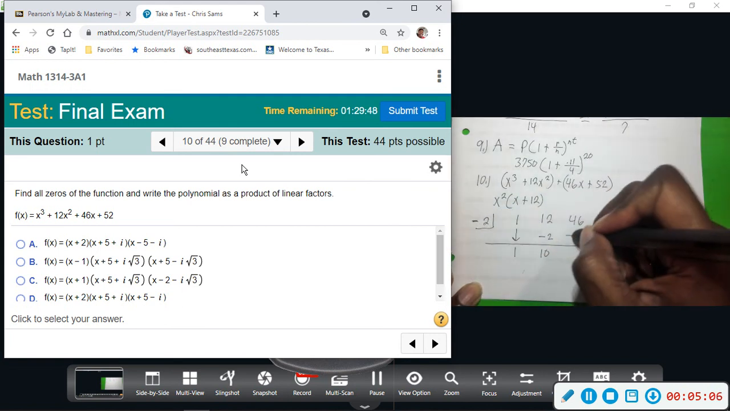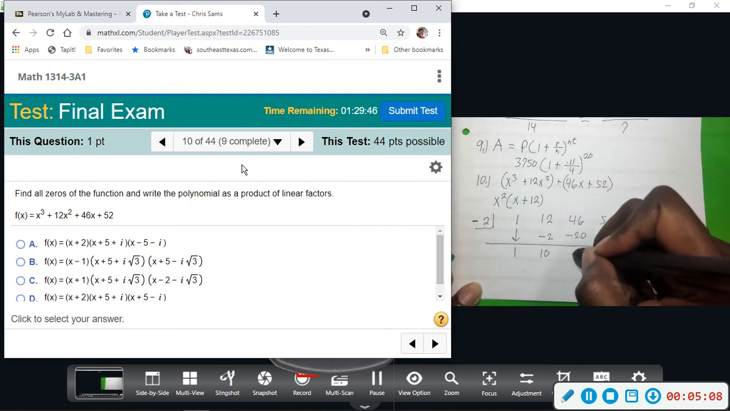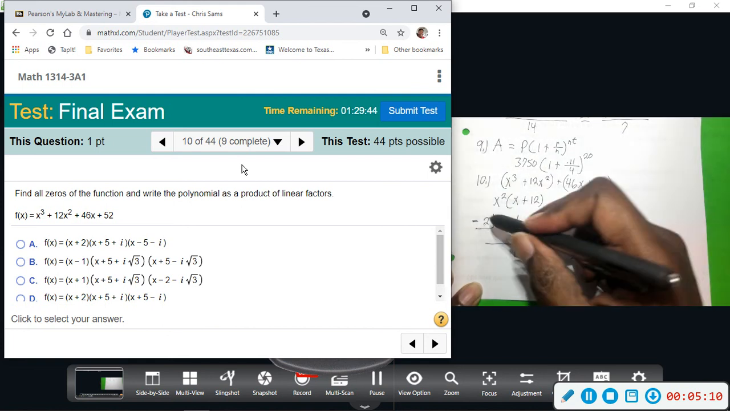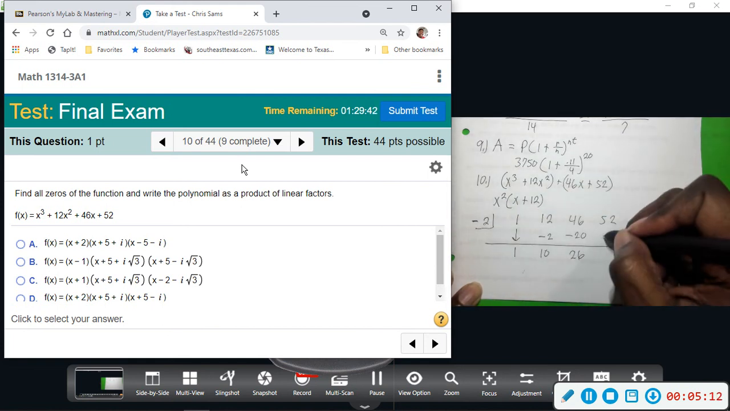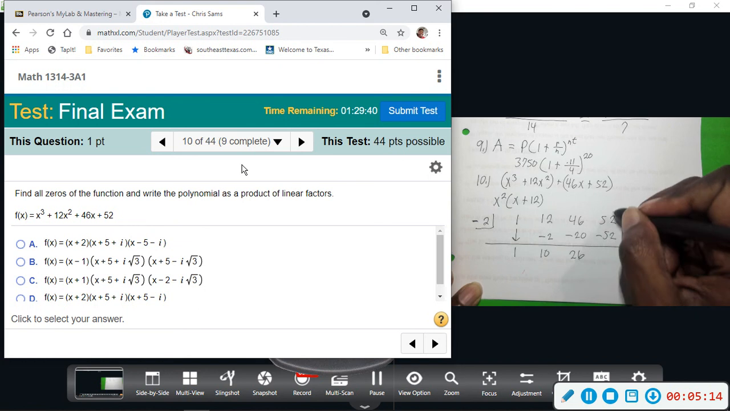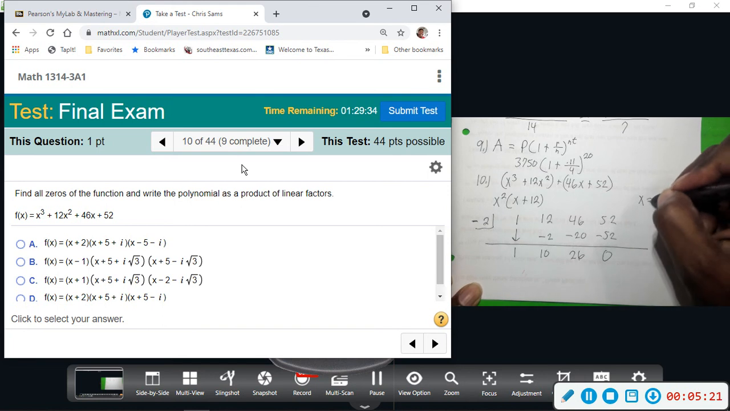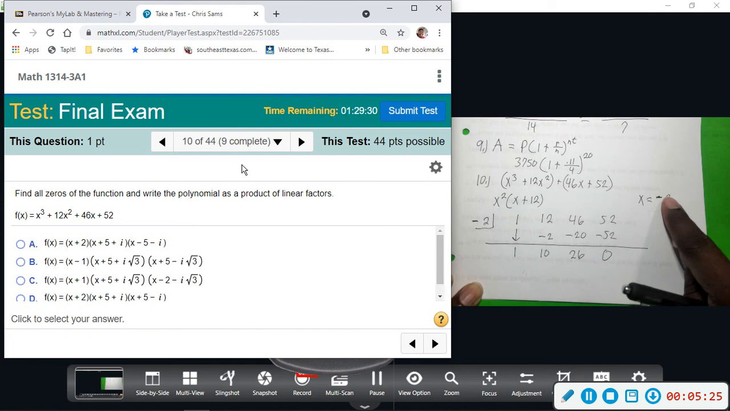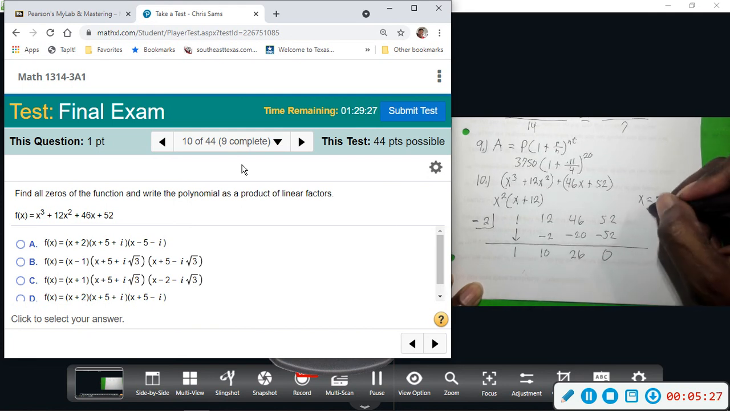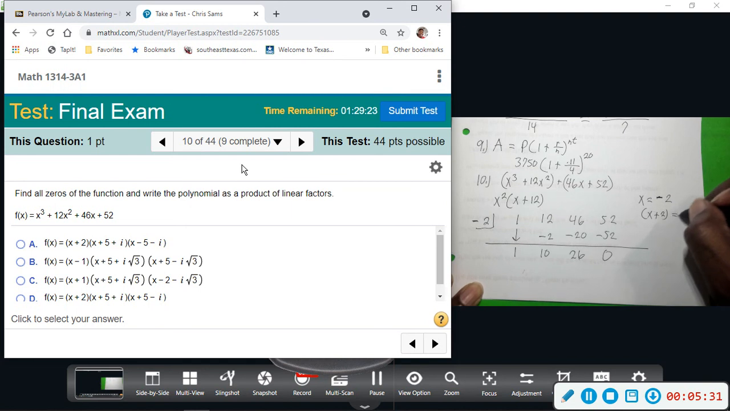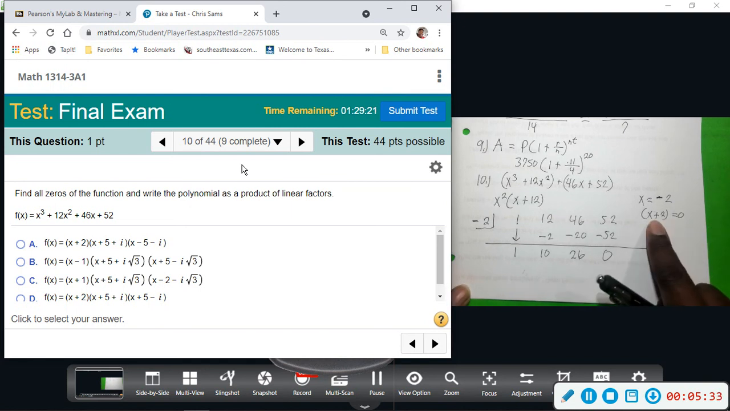Multiply will give us negative 20. Combine, that would give us 26. Multiply by negative 2, that would give us a negative 52. And combine, that gives us 0. So -2 is a factor. That means x equals negative 2. And if I set this equal to 0, the linear factor would be x plus 2 equals 0. So this will be the linear factor.